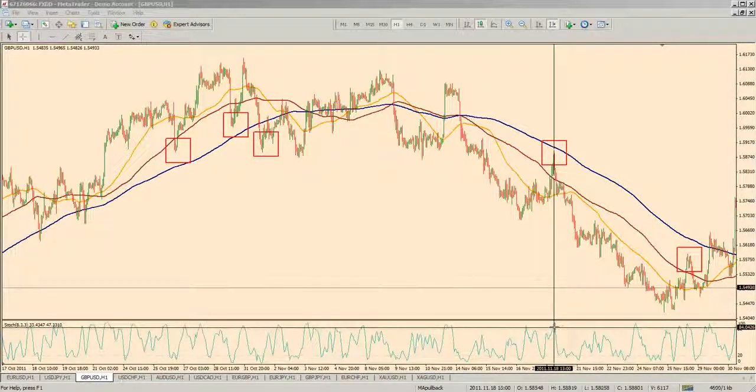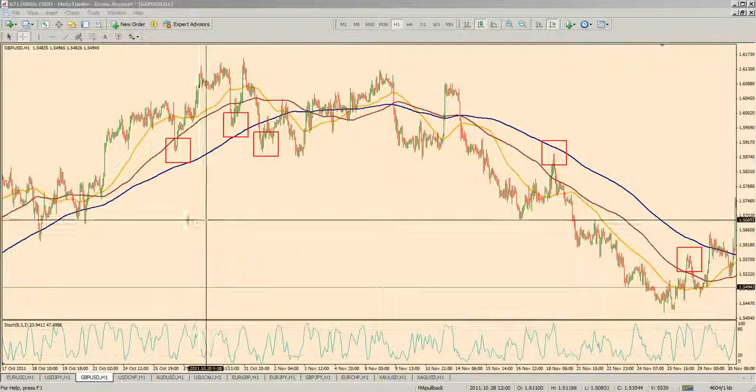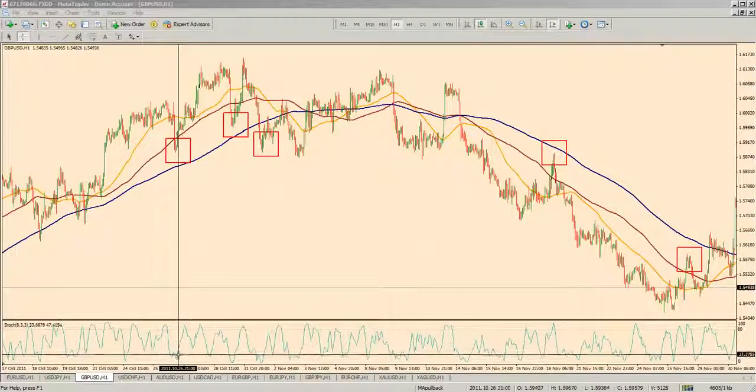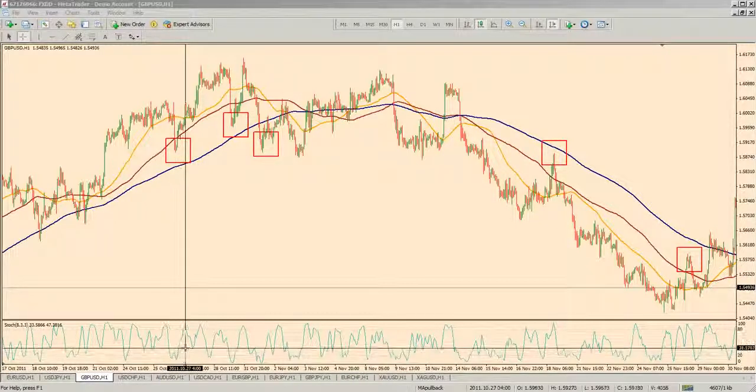So we're looking for stochastics in a downtrend to be above the oversold line and then cross and close below it. In an uptrend, we're looking for the stochastics to cross up above oversold at 20 and close above it. Okay, what do I mean by close?